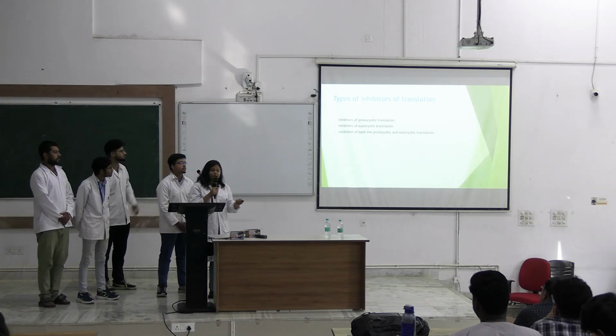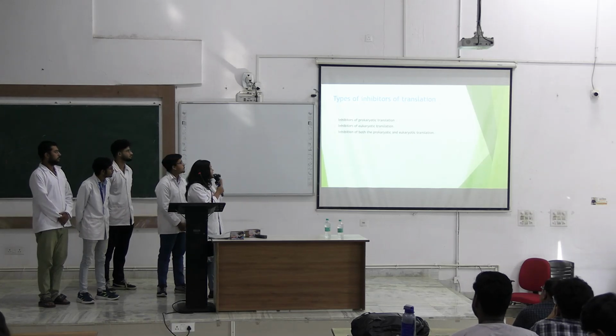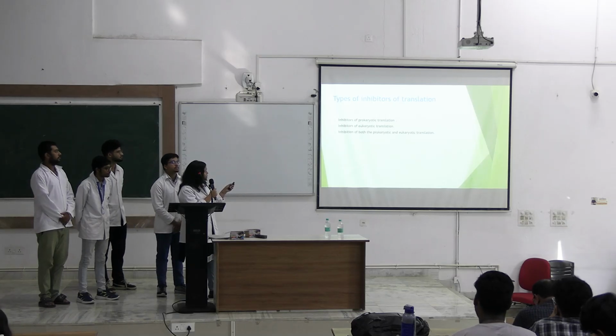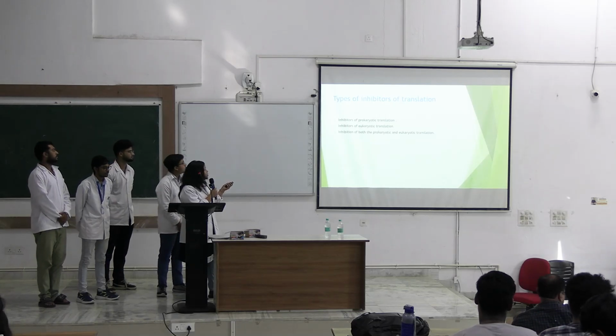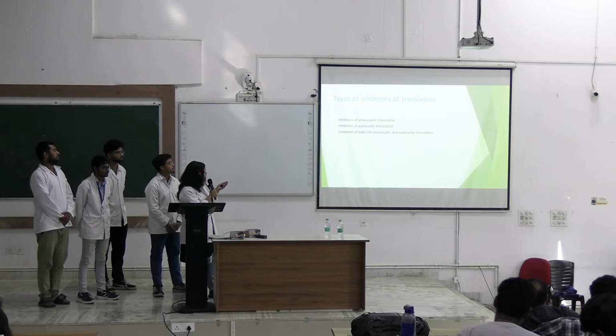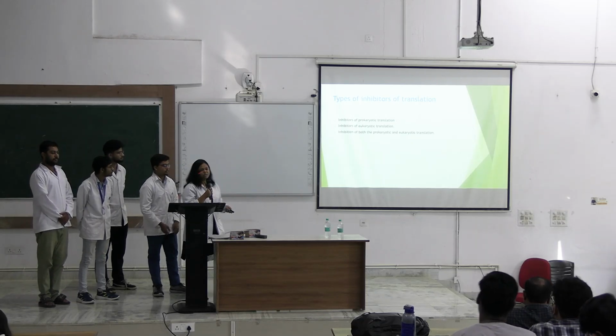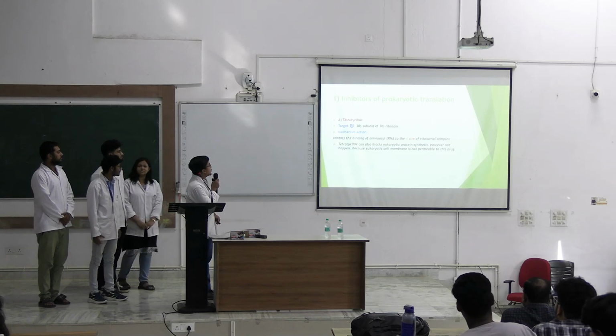A few important antibiotics acting on translation are described next. On the basis of target, there are three types of inhibitors of translation: number 1, inhibitors of prokaryotic translation; number 2, inhibitors of eukaryotic translation; and number 3, inhibitors of both prokaryotic and eukaryotic translation. Inhibitors of prokaryotic translation.